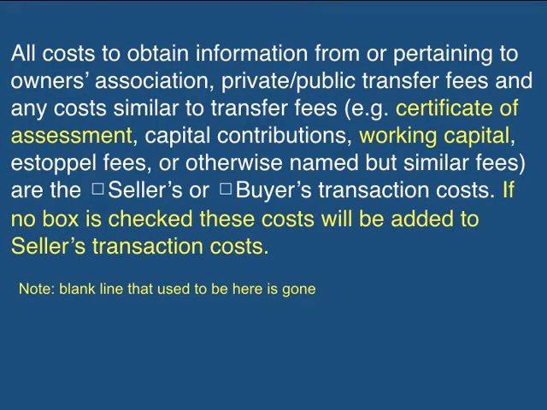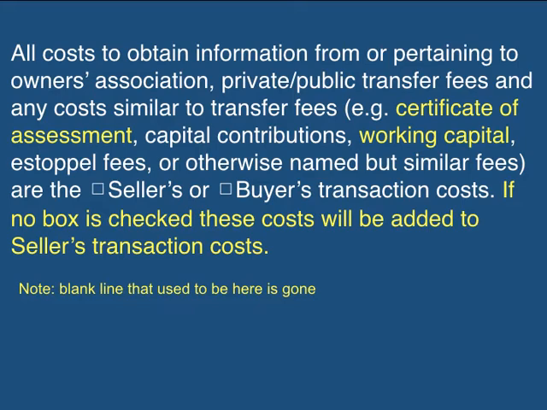This next section is awesome. All costs to obtain information from or pertaining to owners' associations, private public transfer fees, and any costs similar to transfer fees, that is certificate of assessment, capital contributions, working capital, estoppel fees, or otherwise named but similar fees. They either are the seller's or the buyer's transaction costs. You have a choice. It's either or, seller or buyer. Check a box. If no box is checked, these costs will be added to the seller's transaction cost. So if no box is checked, they will be added to the seller's transaction cost. Be aware. Make sure your seller is aware of that.